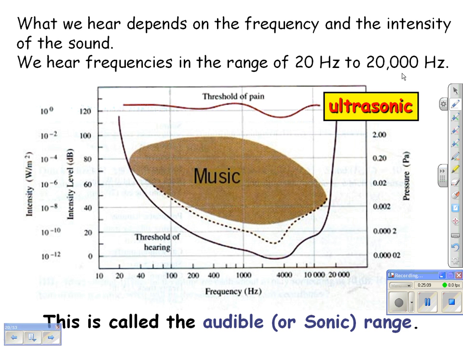Now, ultrasonic is anything above 20,000 hertz. You don't hear the ultrasound machine because those sounds are higher than our audible level. And infrasonic is below 20 hertz. We don't hear that typically either. That's sometimes where dog whistles, things like that will come into play. They don't fit in our audible range.